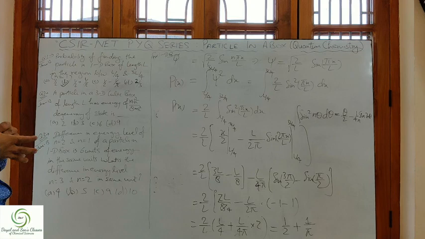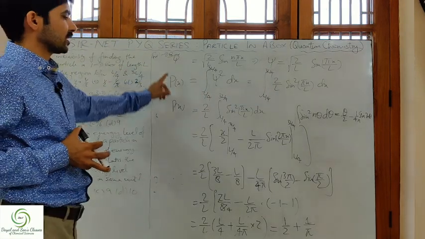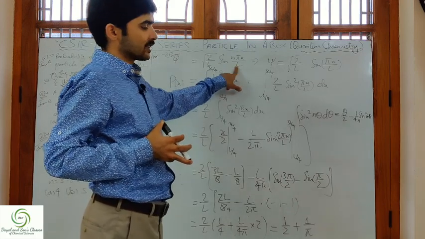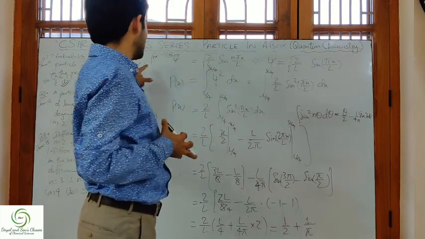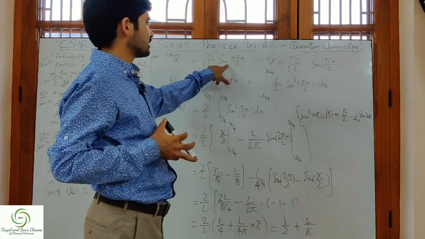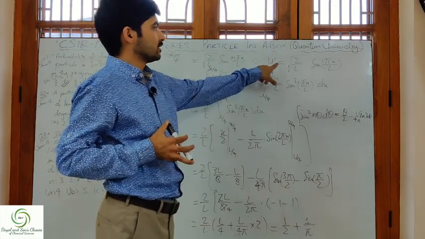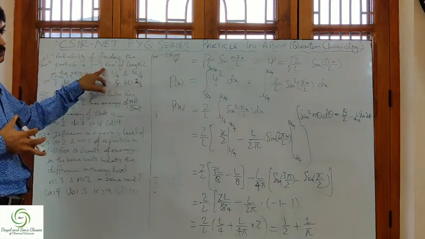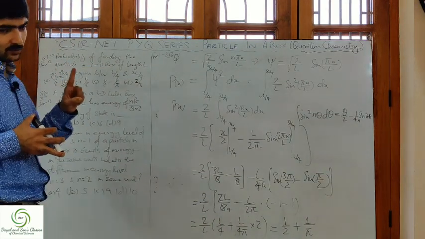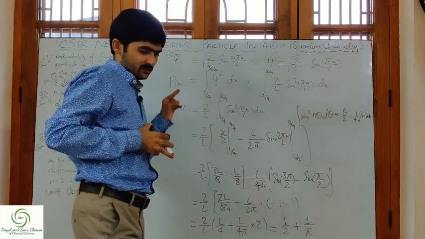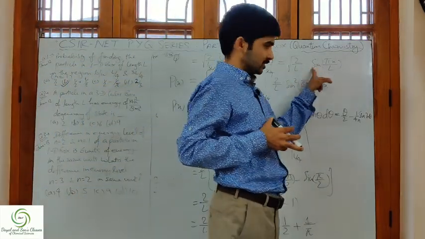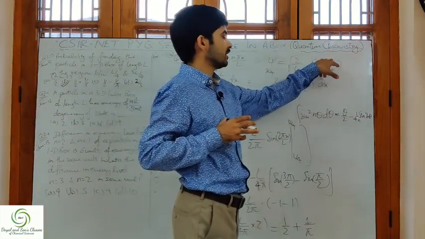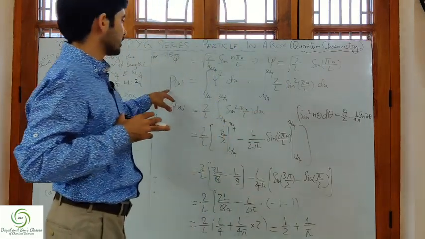I hope it helps. Let me repeat once again what we have done. First we wrote the wave function for a particle in a 1D box of length capital L, which is under root 2 by L sine n pi x upon L. In the question, the value of n was given as 1. So psi for the problem will be under root 2 by L into sine pi x upon L.